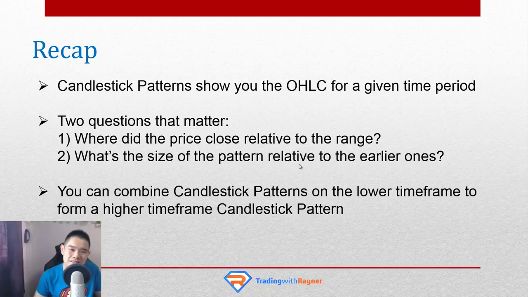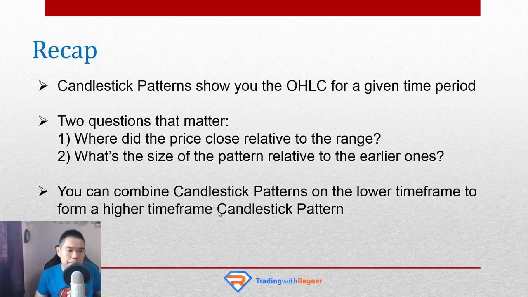What's the size of the pattern relative to the earlier ones? If the pattern is of similar size, then it tells you that there's really not much conviction behind the move. But if the pattern is huge, 2 or 3 times larger than the earlier range of those candles, then it's telling you that, hey, there is conviction behind this particular move.